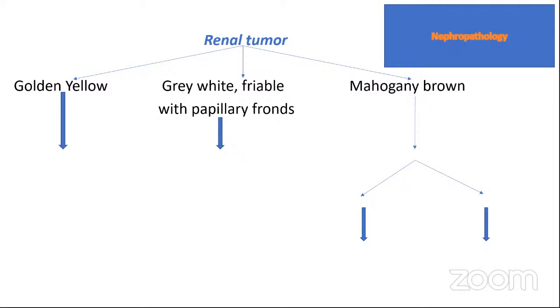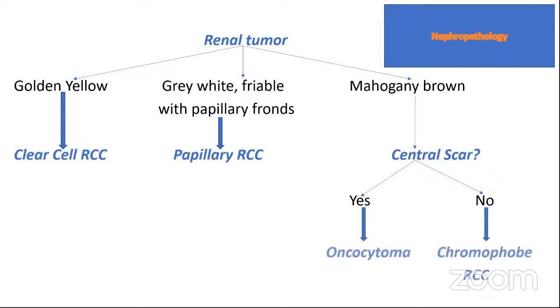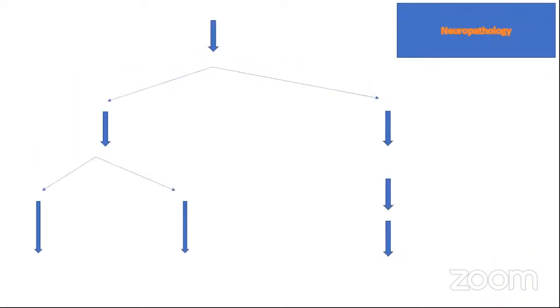If the tumor looks gray white, is extremely friable with some papillary fronds, you are going to think of a sort of papillary lesion. And at the same time, if it is mahogany brown, you are going to broadly think of an oncocytic lesion. The next step at this level would be to know whether the lesion has a central scar or it doesn't have a central scar. Because if the lesion has central scar, you are going to think of oncocytoma or chromophobe renal cell carcinoma at this stage of the diagnostic process.